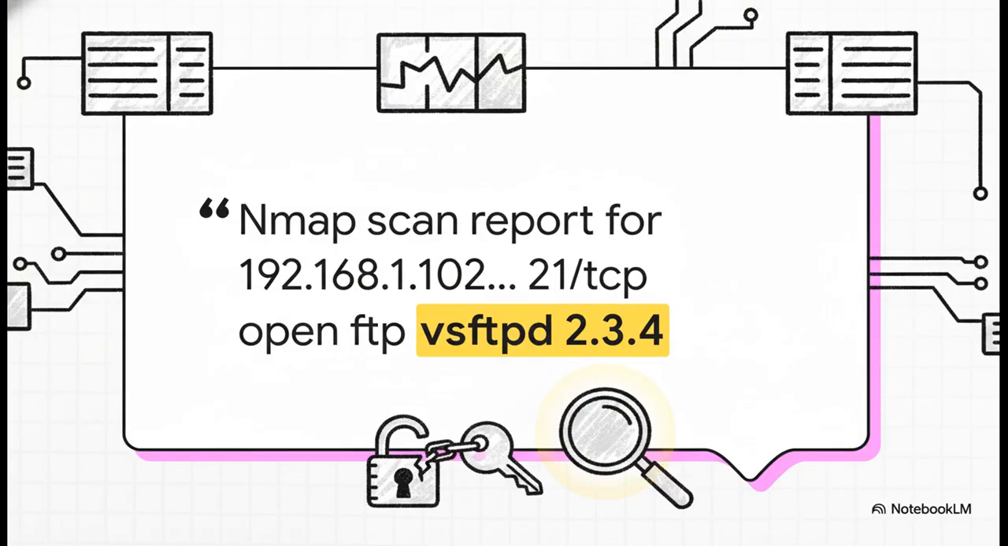It's our smoking gun. Now, we see port 21 is open, it's running FTP, that's interesting, but that's not the golden nugget. The real clue, the key to this whole case, is right here, vsftpd 2.3.4. That specific version number, that's what we need.